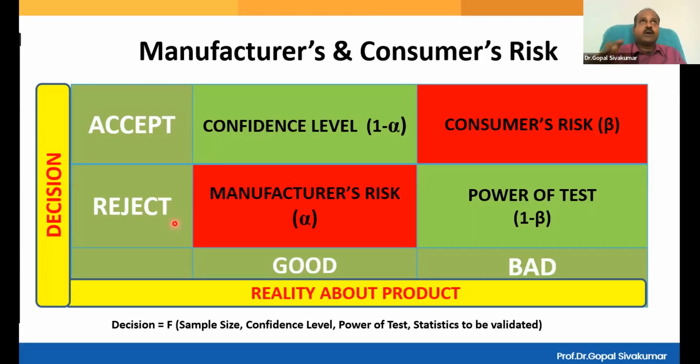And there is a limit we always set for this kind of risk. So it is generally fixed at 5%. So alpha is set at 5%, which means the permissible manufacturer's risk is 5%. When I fix manufacturer's risk as 5%, my expectation is that at least 95% of the time, a good lot must be accepted. This is how you have to design your sampling, right? So 1 minus alpha is called confidence level.